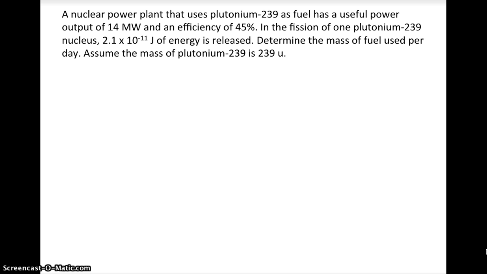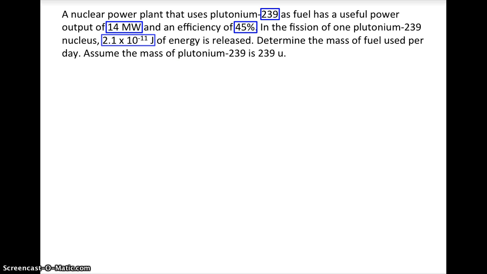Let's go through the givens. They gave us the mass of one nucleus. They've given us the output power, which is the electricity you generate, and they gave us the efficiency. So you're putting in energy from the plutonium. The plutonium undergoes fission. That releases energy, but only 45% of your fission energy is actually going into electricity. The other 55% is lost as heat.